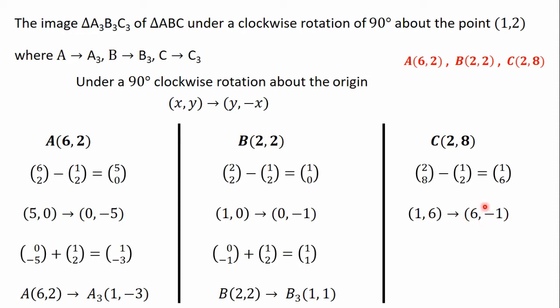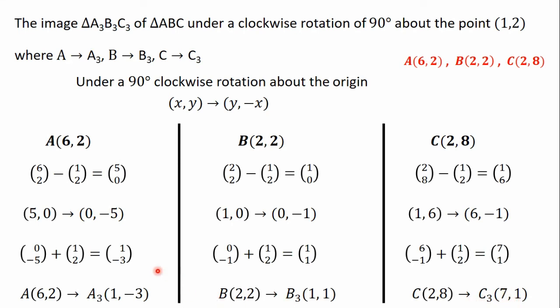So using this rule, 1, 6 will give us 6, minus 1. After that, we will add the center of rotation, which is 1, 2, to 6, minus 1. So we have 6, minus 1 plus 1, 2. 6 plus 1 will give us 7, minus 1 plus 2 will give us 1. So it means that when the point C with coordinates 2, 8 is rotated through a 90 degrees clockwise angle about the point 1, 2, point C will give us C3 with coordinates 7, 1.